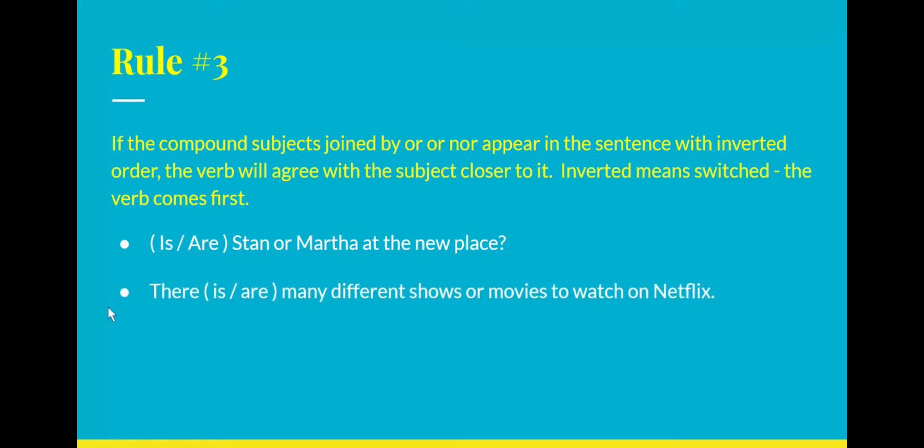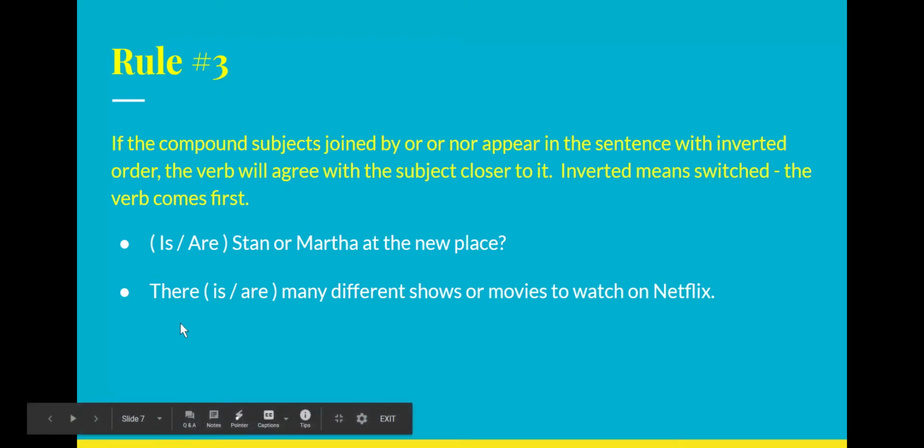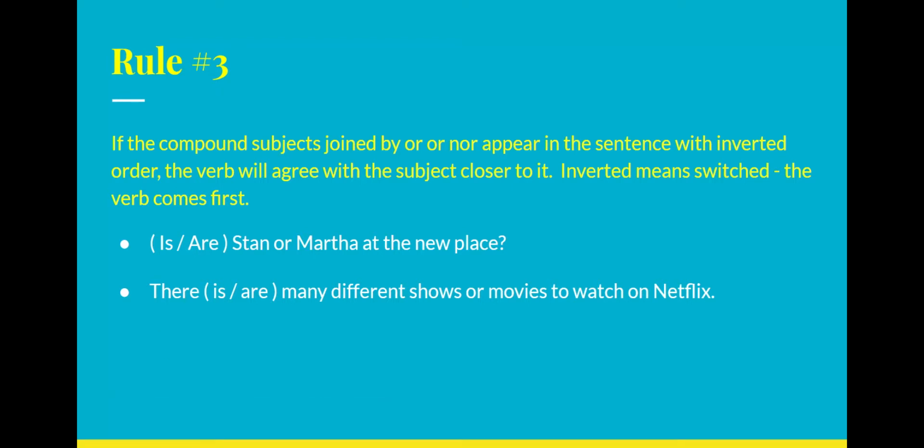Number 2, there is or are many different shows or movies to watch on Netflix. So the word there, it's tempting to use that as our subject, but the word there or even here, we never use those, almost never use those as the subject of the sentence. So that means my sentence is inverted here. So my subject is actually the shows or the movies. So this is a compound subject combined with or. So I would use the subject closest to the verb, which is shows. It's plural, right? Shows is more than one. So I would use the plural verb are. There are many different shows or movies to watch on Netflix.